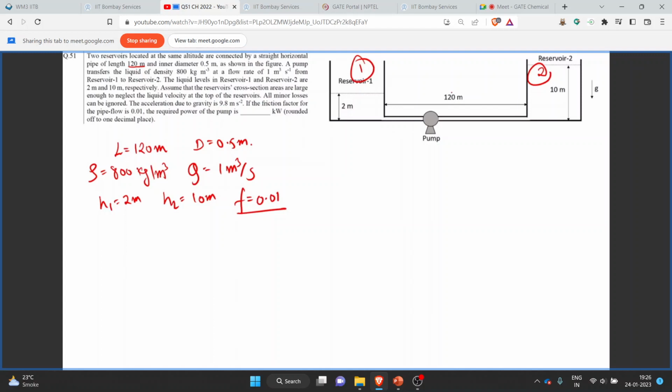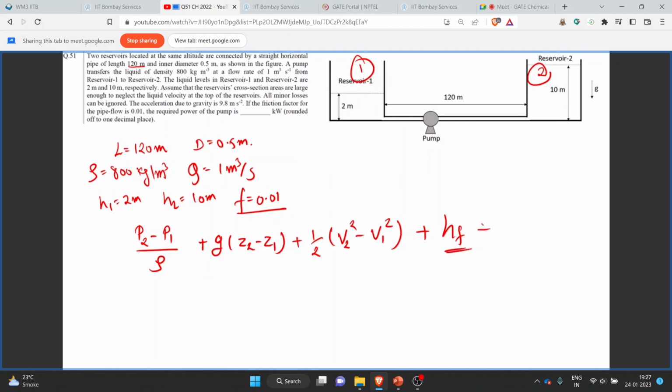So we can write the Bernoulli's equation across point 1 and 2, which will give us this equation: (P2 minus P1) upon rho, where P2 is the pressure for reservoir 2 at the discharge of the pump, and P1 is the pressure at the suction of the pump. That is, (P2 minus P1) upon rho plus g(Z2 minus Z1) plus half (V2 square minus V1 square) plus friction losses plus the work done required by the pump. This will be equal to 0.